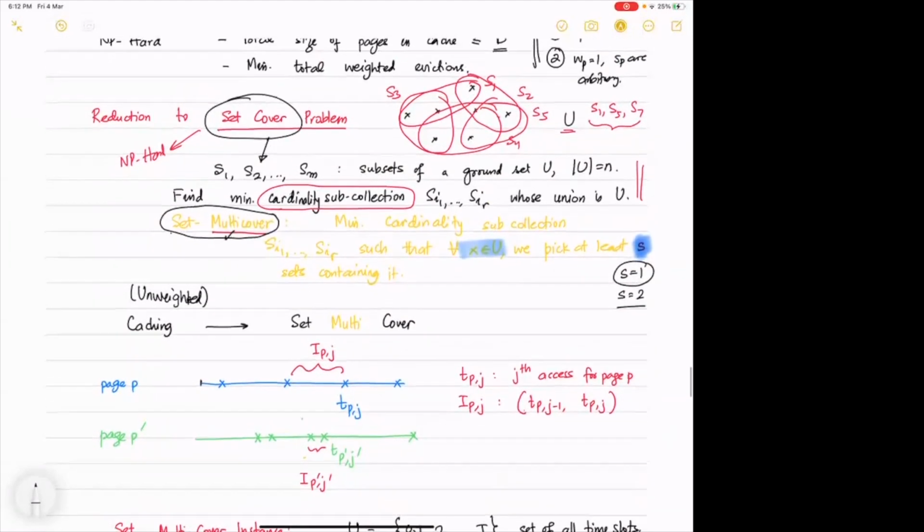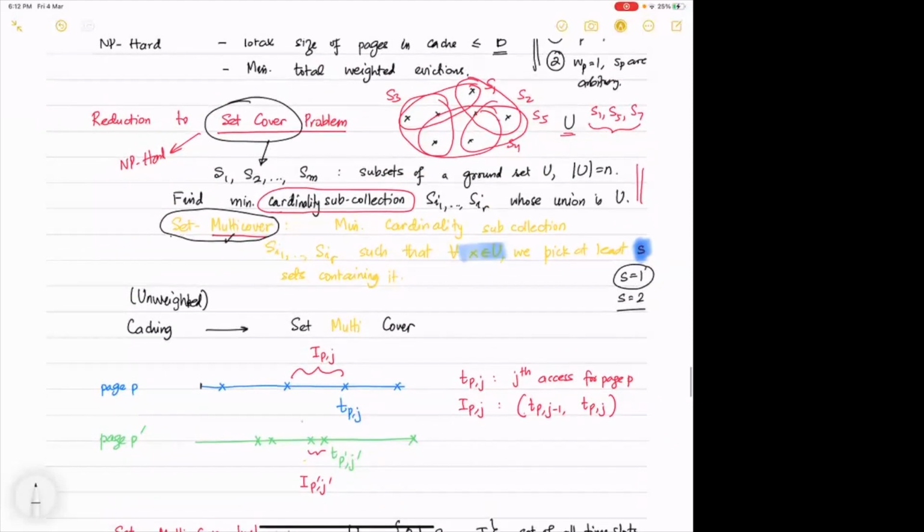So let's picture it like this. Let's say this is the picture. For every page P, let's look at its timeline. This is just telling you the timeline, and these crosses denote when this page P is accessed. These are the times at which this page P is requested.